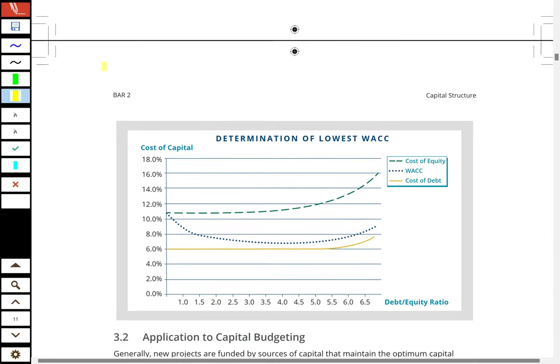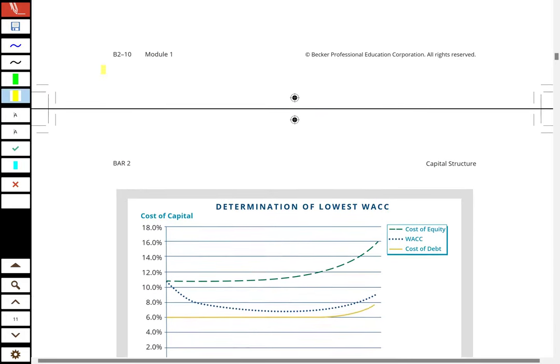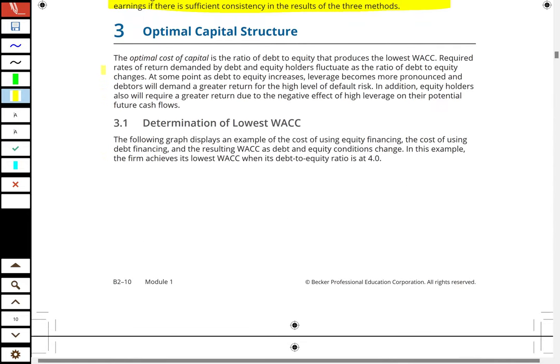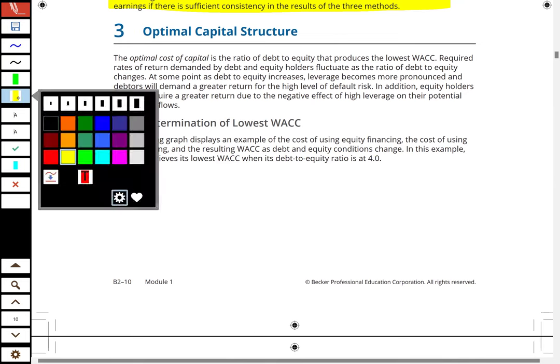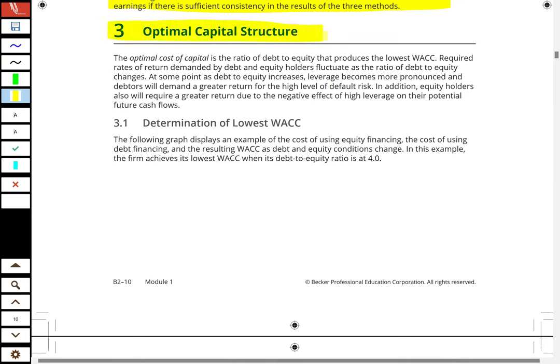And when we talk about determination of the lowest optimal capital structure and determination of the lowest weighted average cost of capital, it's kind of like they build you all up and you're like, oh boy, you're going to tell us how to come up with the lowest weighted average cost of capital. And then they don't. They simply tell you that the combination of debt and equity, common stock, preferred stock, that gives you the lowest weighted average cost of capital is what the company should be shooting for. But they don't really tell us how to come up with that.